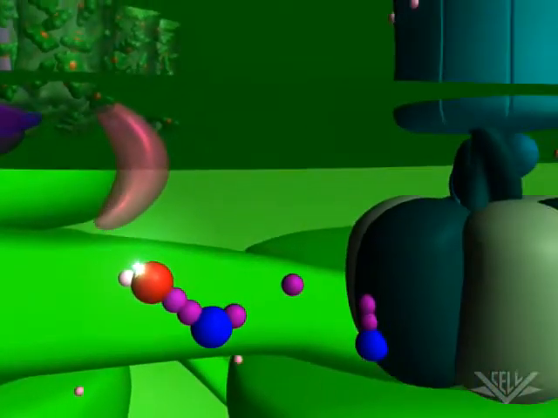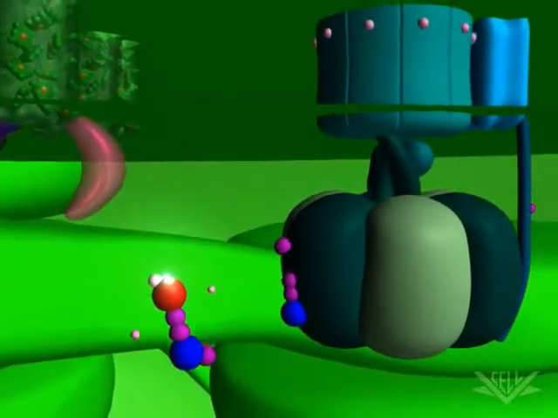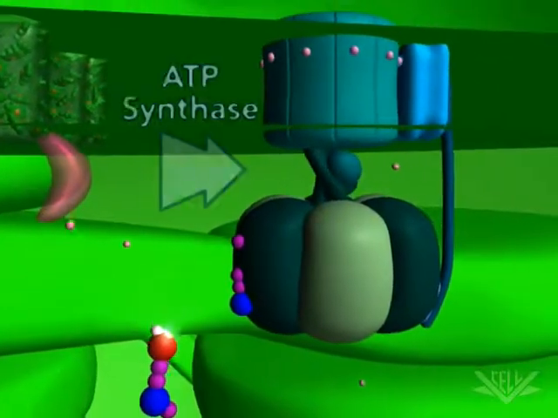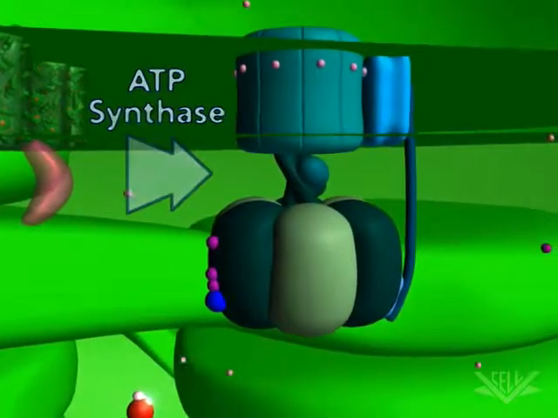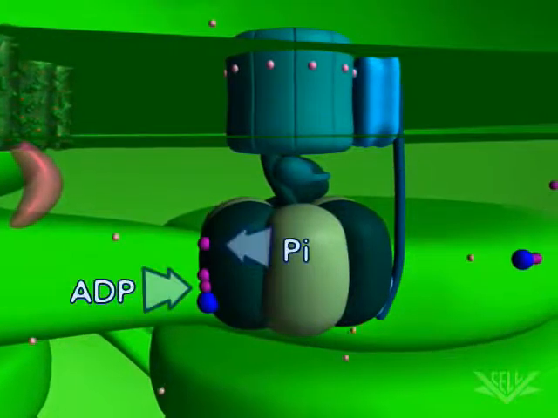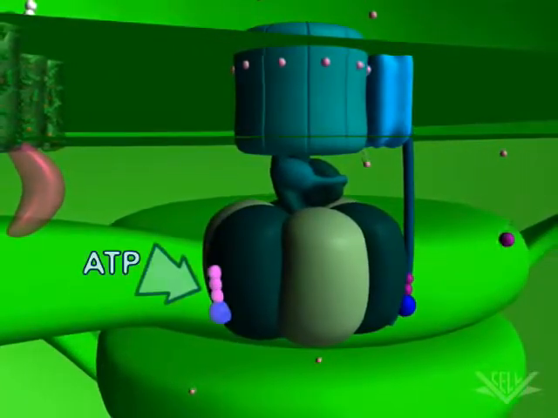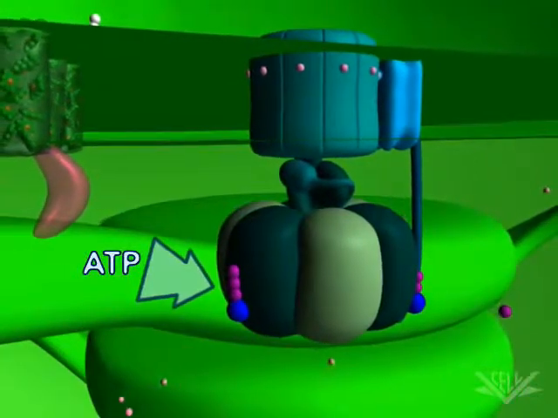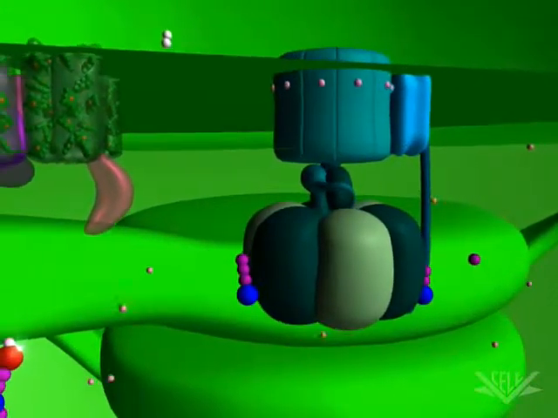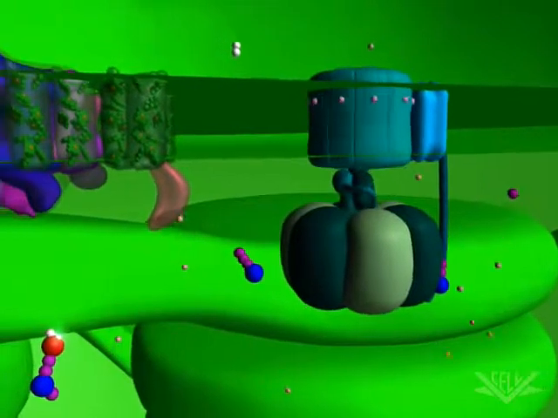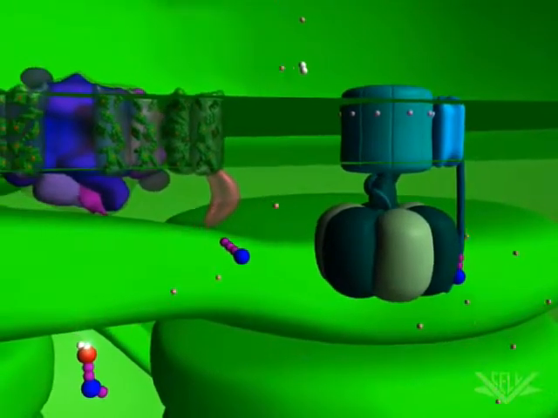NADP. The gradient created by the electron transport chain is utilized by ATP synthase to create ATP from ADP and Pi. This is similar to the way ATP is synthesized in the mitochondria. ATP, NADPH, and molecular oxygen are the final vital products of photosynthesis.